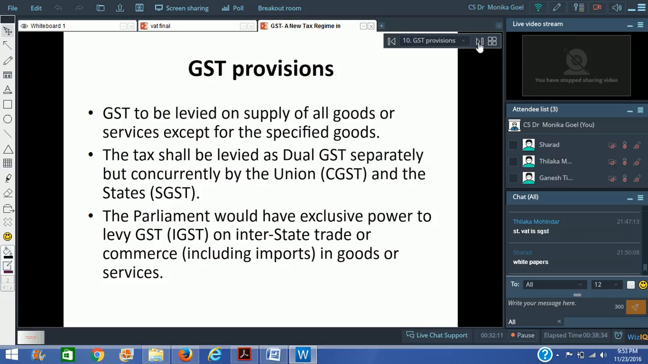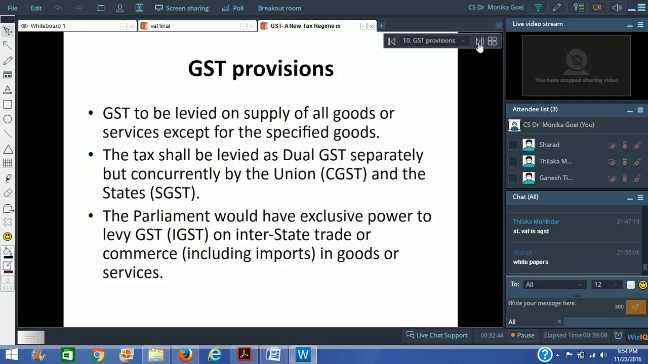So now, after the amendment and after its passing through the various state governments, how does GST stand? GST is going to be levied on the supply of all goods and all services except for certain specified goods, which I will tell you about. There is going to be a dual structure of GST, levied concurrently as CGST and SGST.